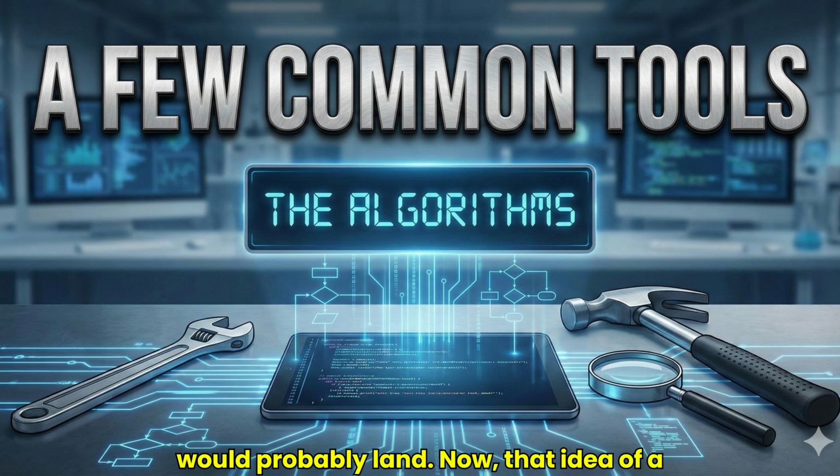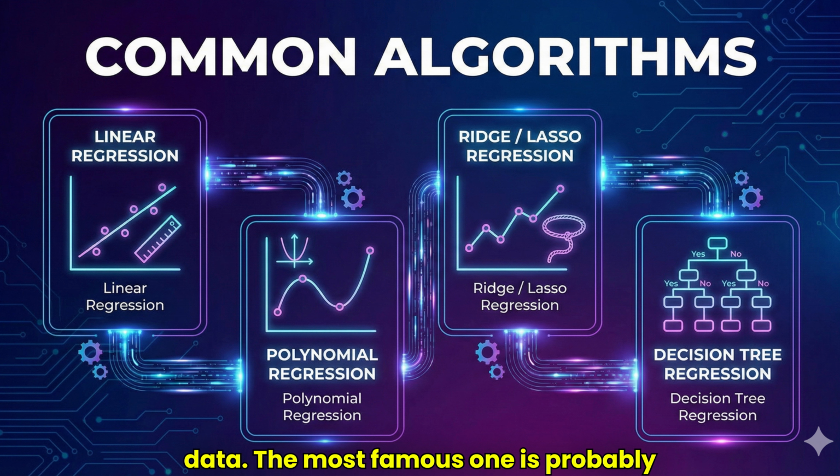Now, that idea of a best fit line is the main thing you need to remember. But in the real world, there isn't just one single way to draw that line. Data scientists have a whole toolkit of different methods, or what we call algorithms, to find the best possible line for their specific type of data. The most famous one is probably linear regression, which, you guessed it, draws a straight line. But what if the pattern in your data is all curvy and complicated? Well, then you might use something like polynomial regression to draw a curved line instead. The big takeaway is just that there's a different tool for every kind of pattern.